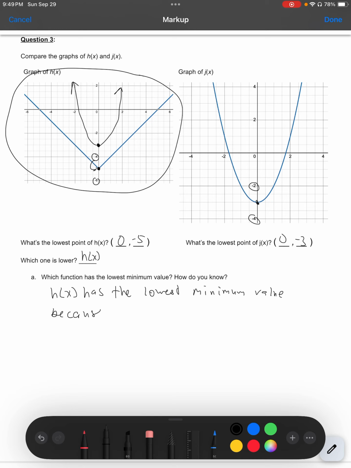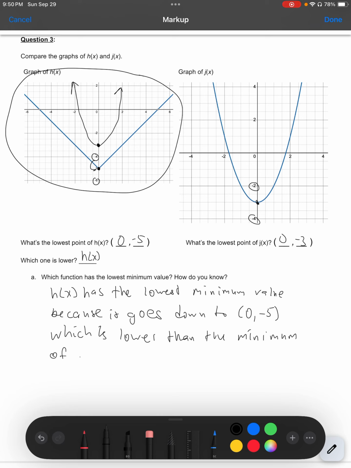because it goes down to 0, -5, which is lower than the minimum of j of x, which is 0, -3. So because h of x goes all the way down to -5, that is lower than j of x, which only goes down to -3. And that is all for this one.